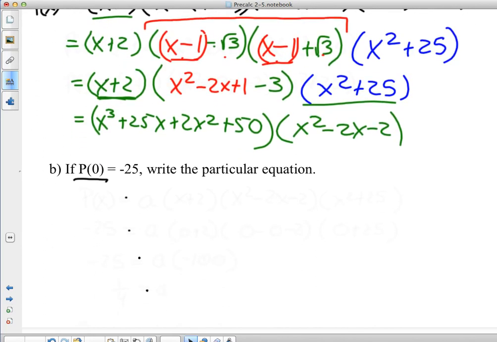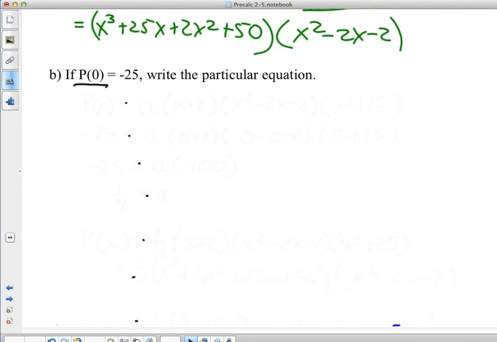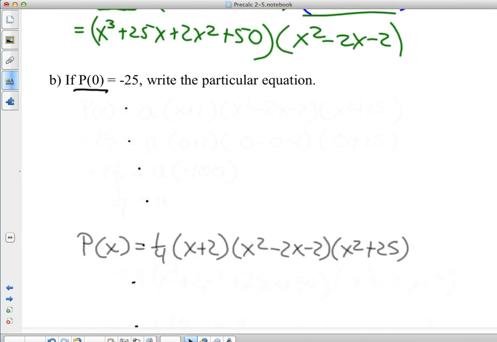And each time I do it, I step back for a second and make sure that makes sense. x cubed, 25x, 2x squared, and 50. And now I'm going to combine those terms here. Excuse me, I lied. Let's go back for a second. Hate it when I do that.